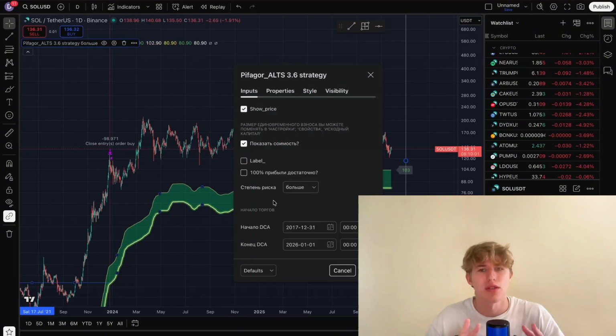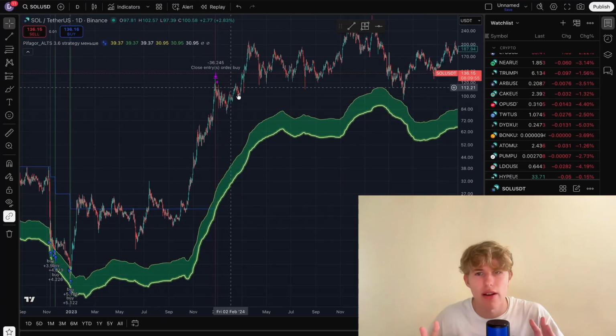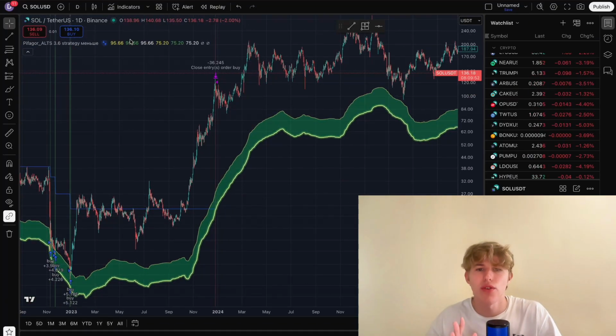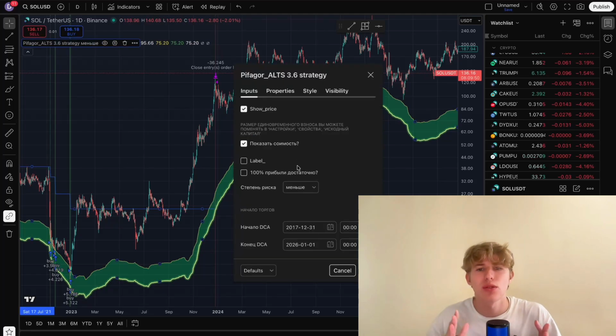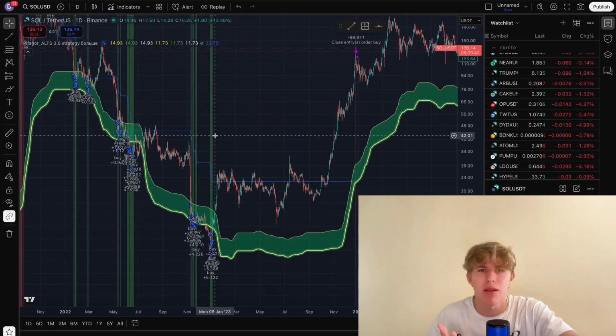We have two options, low risk and high risk. The first option is for fewer signals, stronger reliability, and less averaging required, and high risk is for more entries, earlier entries, deeper averaging, more volatility. If you have limited capital, I would recommend sticking to low risk. I usually toggle between them, it just depends on the coin and my position size.